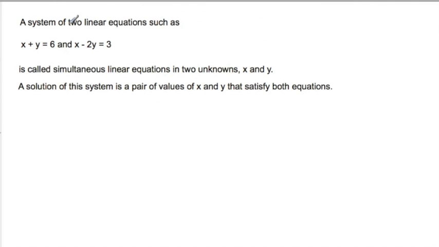So a system of two linear equations such as x plus y equals 6 and x minus 2y equals 3, as we saw over here in this activity, is called a simultaneous linear equation in two unknowns, x and y. A solution of this system is a pair of values, x and y. So my answer is going to be an xy coordinate. Don't forget that, super important. That satisfies both equations. So whatever this value is, it has to work for the two.